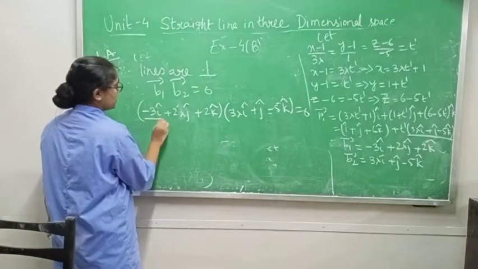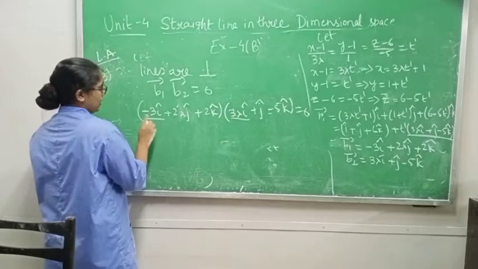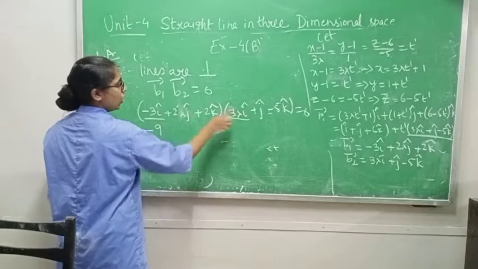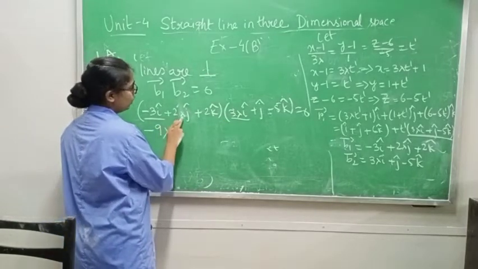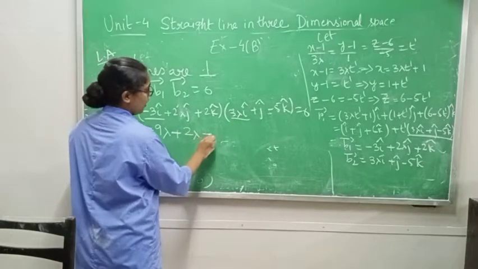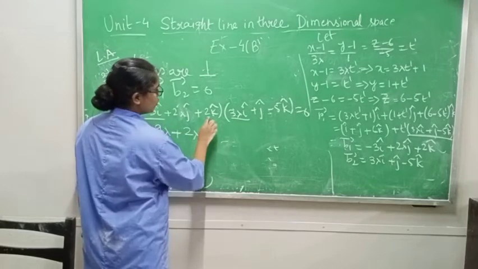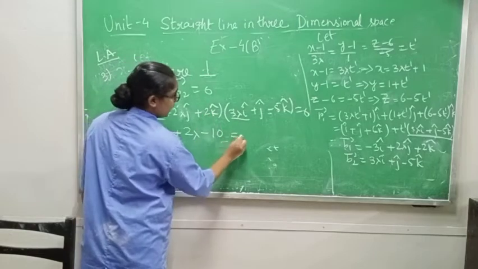So minus 3i cap multiplied with 3 lambda i cap will give you, 3 threes are 9, minus 9 lambda. I dot I will give you 1. So lambda plus 2 lambda j into j will give you only 2 lambda. Plus 2k into minus 5k will give you minus 10. 2 fives are 10.